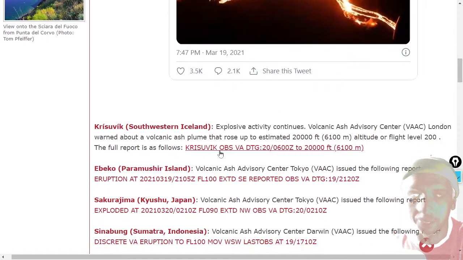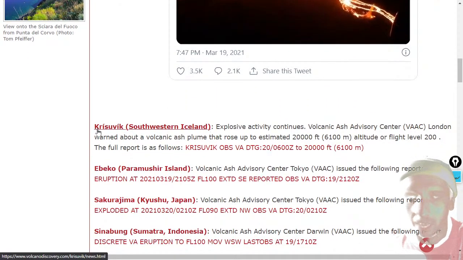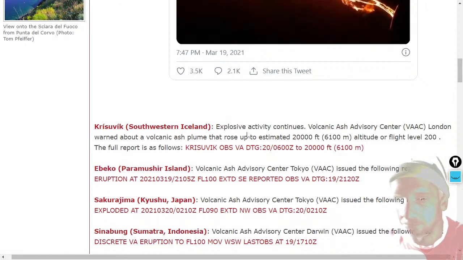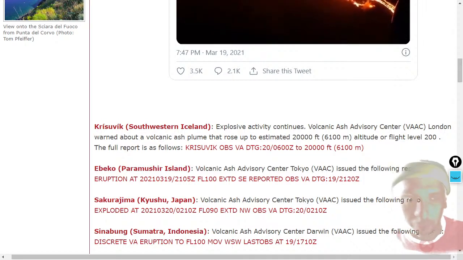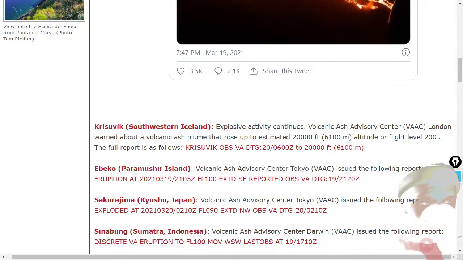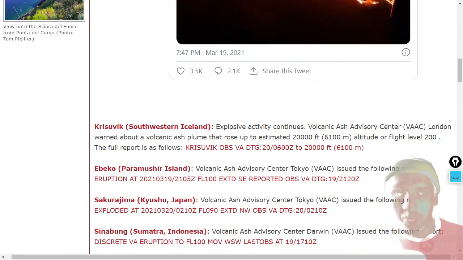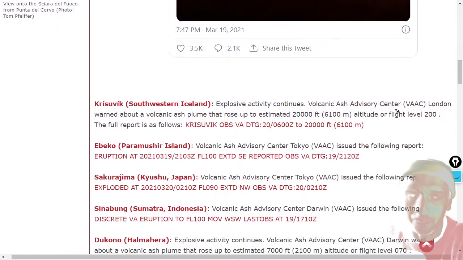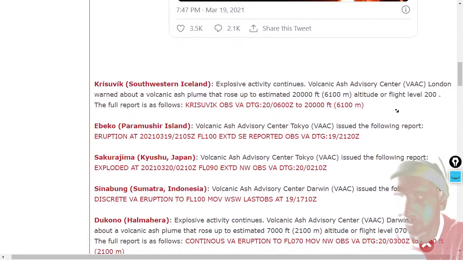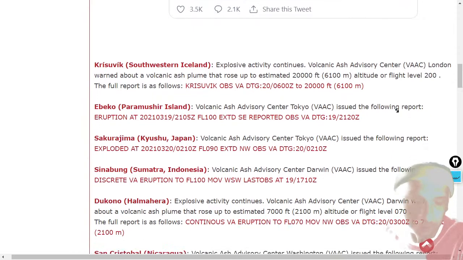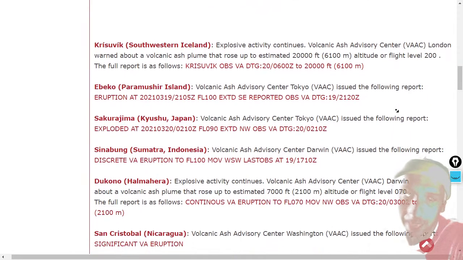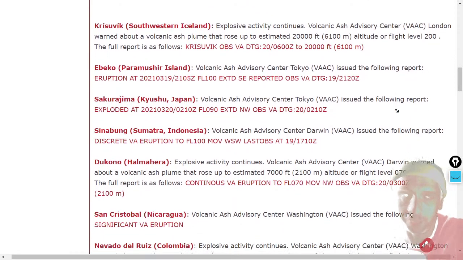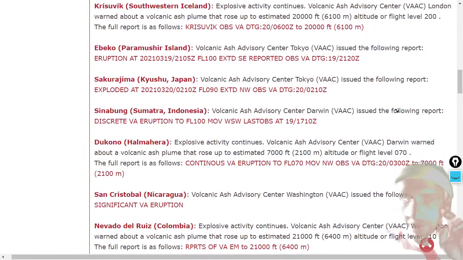So here we go, the second volcano here also, Krýsuvík in southwestern Iceland. Now exploding and producing a 20,000-foot ash plume. So big uptick in Icelandic volcano eruptions. Kind of saw this one coming, as it was noted several times. Abiko, flight level 10,000 over that.